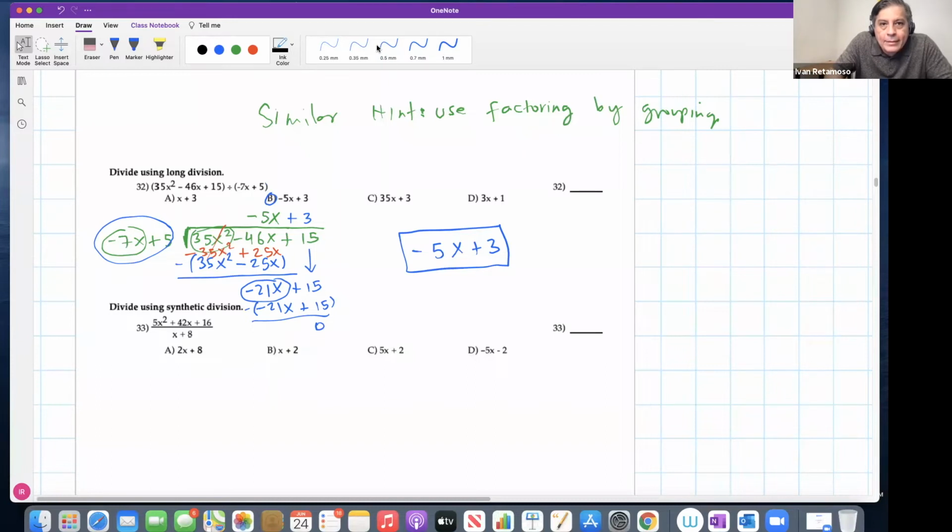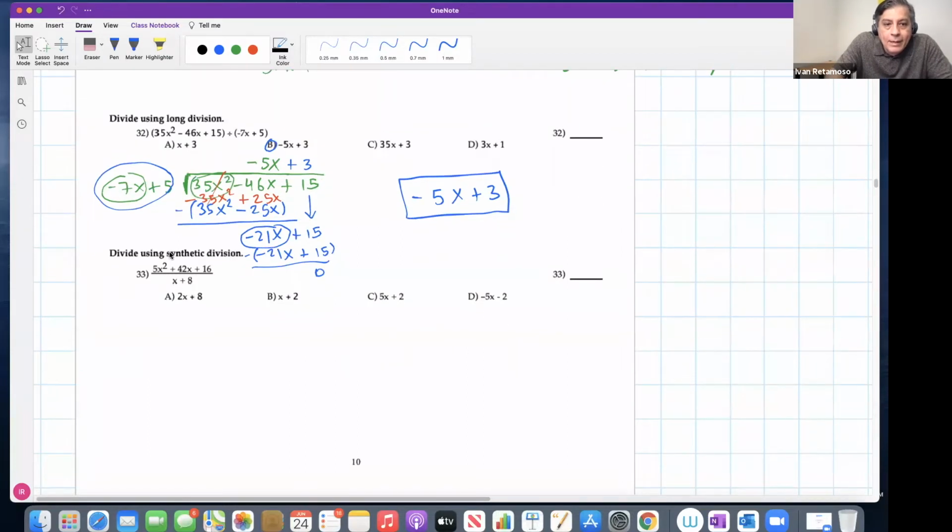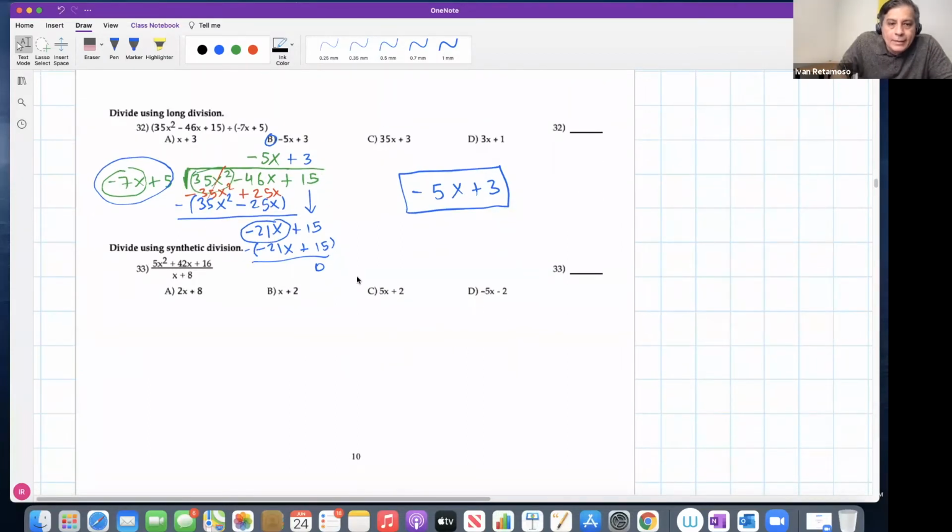Next, I think we have to do also synthetic division, right? Here it says divide using synthetic division. Synthetic division can be done when the divisor is special, when it's of the form x with an invisible one up front, as x plus or minus some number, right? So this is good.